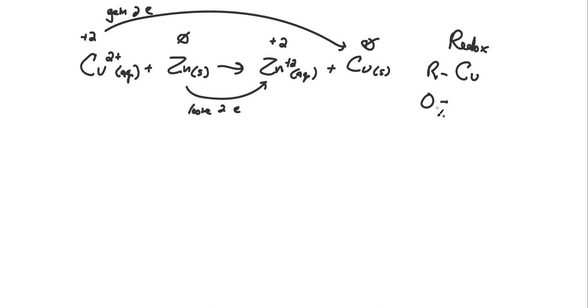Oxidized. What was oxidized? Had to lose electrons. That would be our zinc. Okay, so we got a redox reaction. Now this also works as a battery. So they'll have you draw some diagrams of batteries.